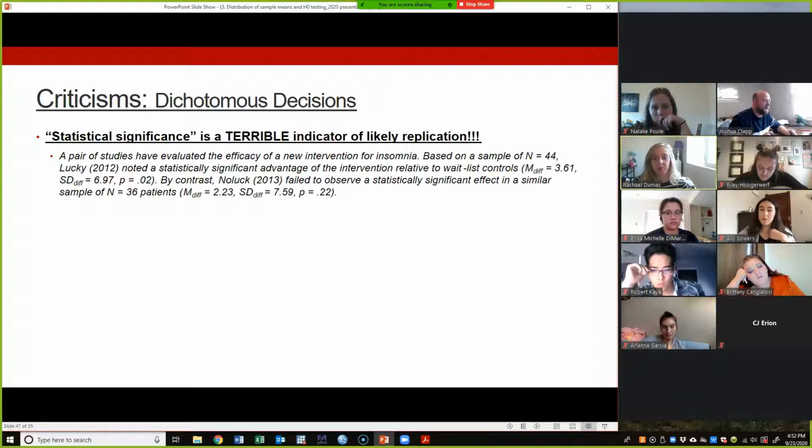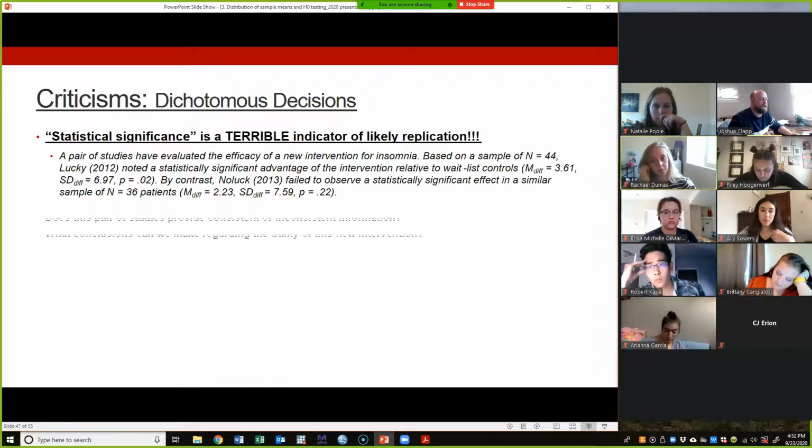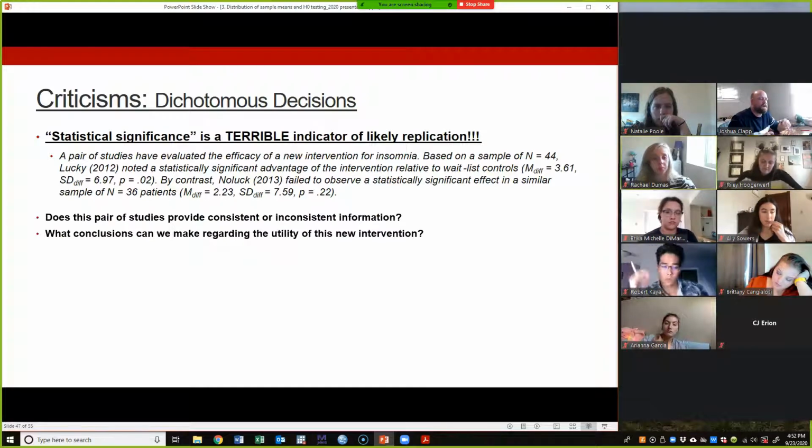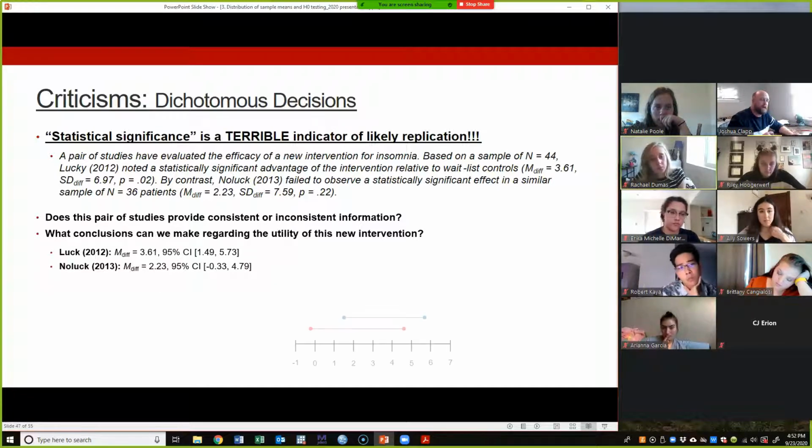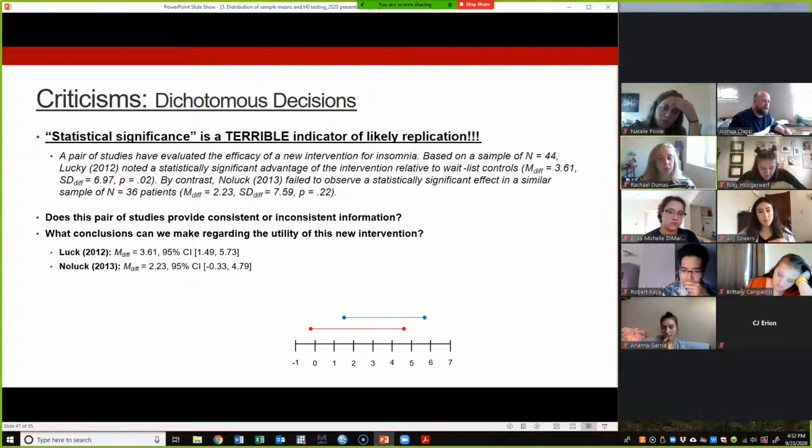You're not really sure. Then I'm not really sure, right? If all I know is that one study found a significant effect, the other one doesn't, sounds like they're pretty conflicting, right? But if we start to look closer and ask, do this pair of studies provide consistent or inconsistent information, or what types of conclusions can we draw? If we start to map this out, Rachel, as you're looking here, are these studies more similar to one another or less similar to one another? They look more similar. Yeah, to one another.